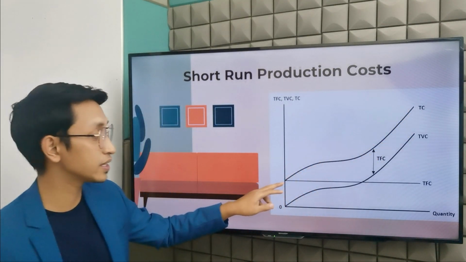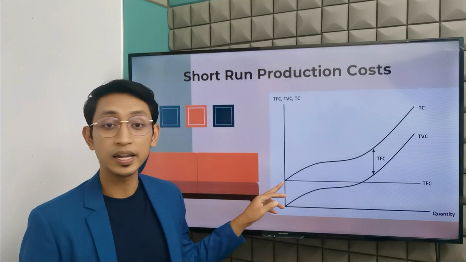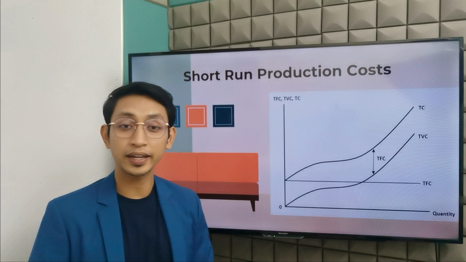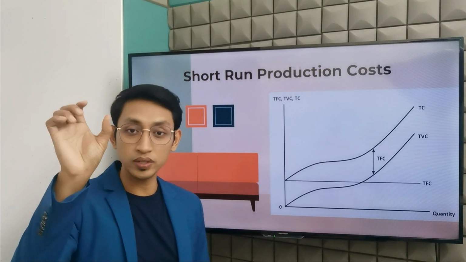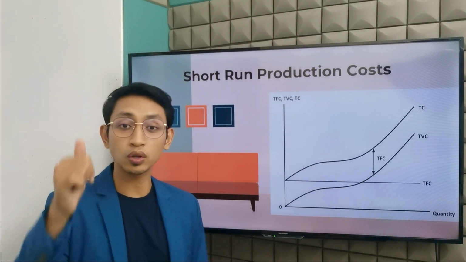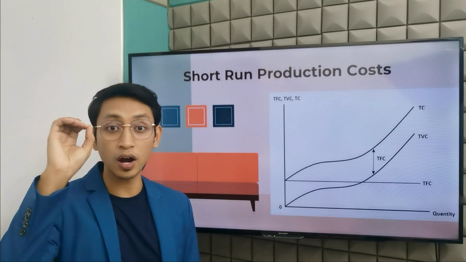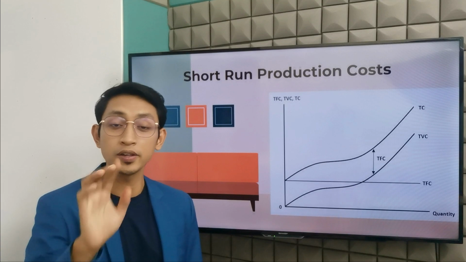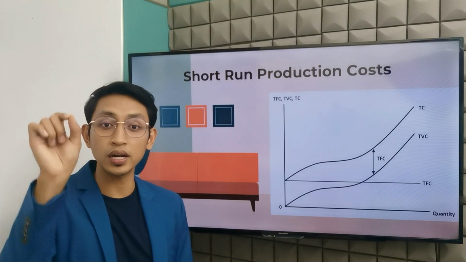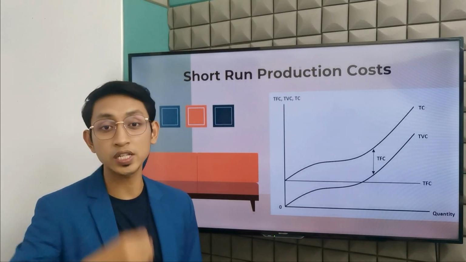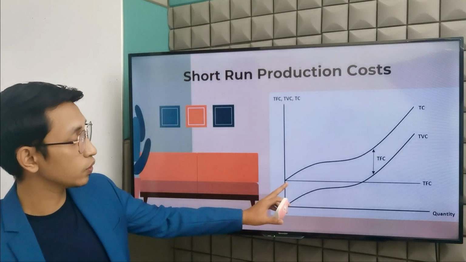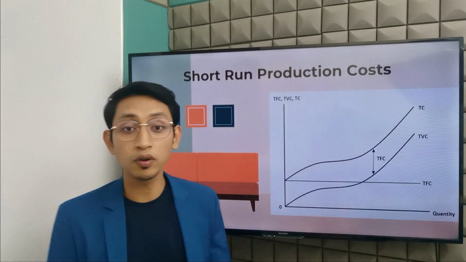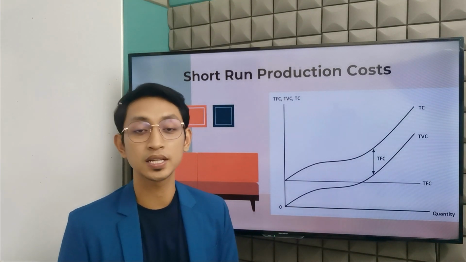So total cost must start from total fixed cost, because it's impossible for total cost to become less than total fixed cost. Imagine your factory is closing down for 3 months. Total variable cost will become 0 because there is no output at all. But what happened to total fixed cost? Total fixed cost will remain the same. So 5,000 plus variable cost 0, you will have total cost 5,000. That's why total cost will start from 5,000, and the shape will follow the total variable cost curve's shape.